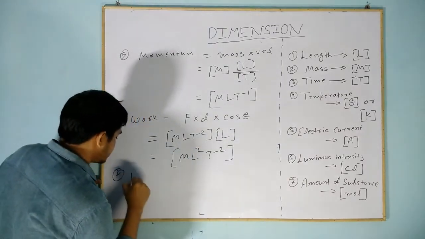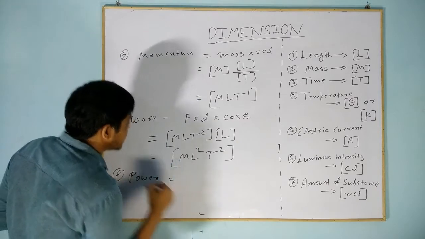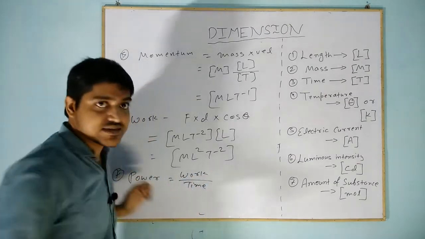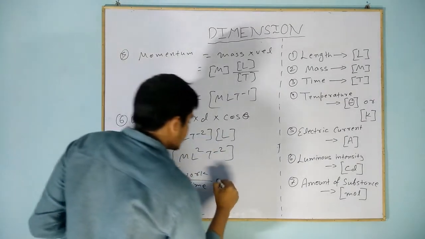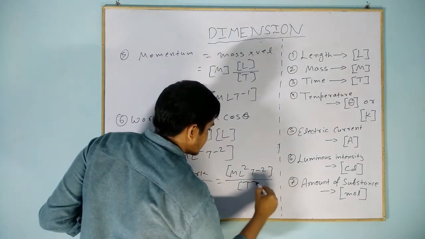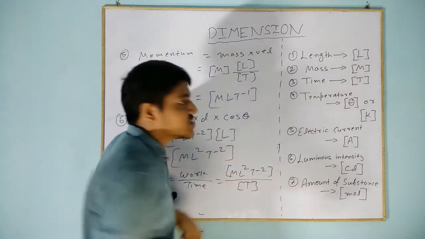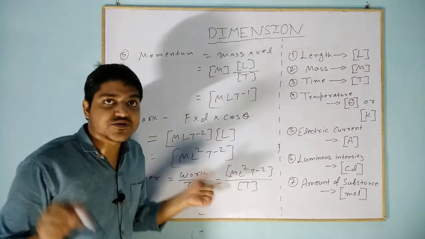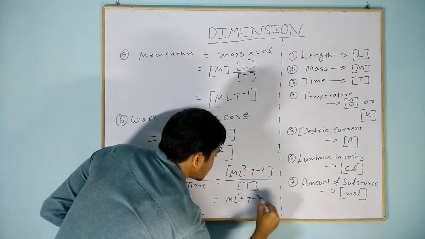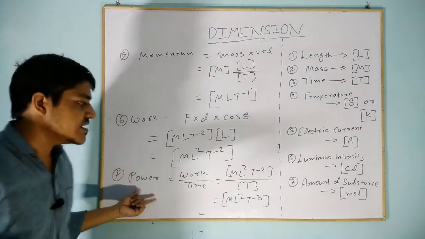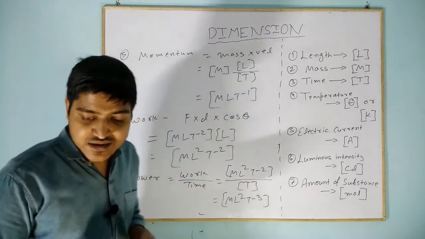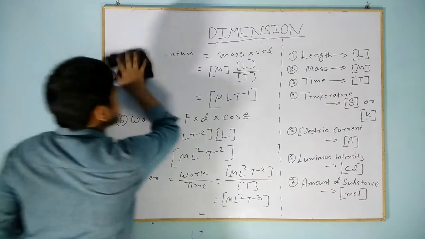Okay, let's talk about power. Power is the rate of doing work. That means work upon time. Work is M L square T raised to the power minus 2 upon time, that is T. Always enclose these terms with a square bracket, because that implies that you are dealing with dimensions. So M L square T raised to the power minus 3. This is the dimensional formula of power, and we will say the dimension of power is 1 in mass, 2 in length, and minus 3 in time. Clear? Let's see some more terms.